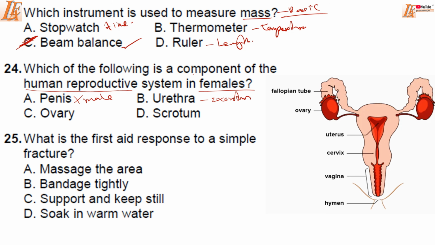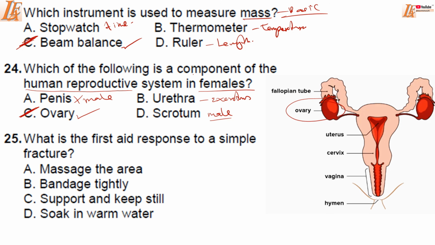Then C, we have an ovary. As you can see here, we have a female reproductive system on the screen. An ovary is part of a female reproductive system. Then D, we have a scrotum. This one is for a male reproductive system. So the correct answer is C, ovary.